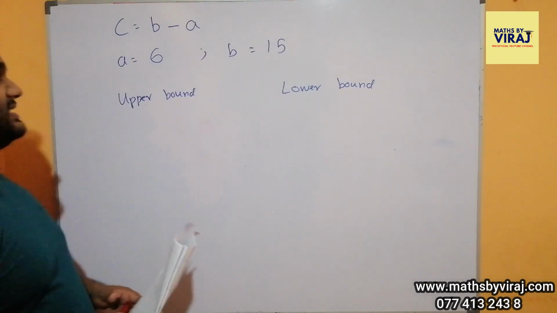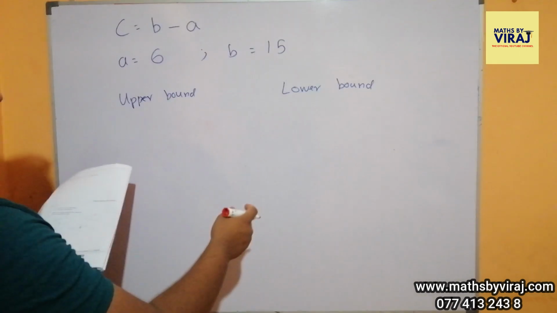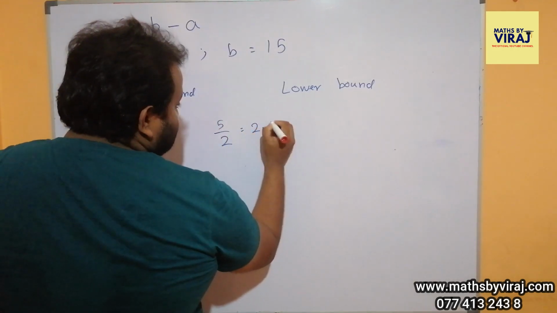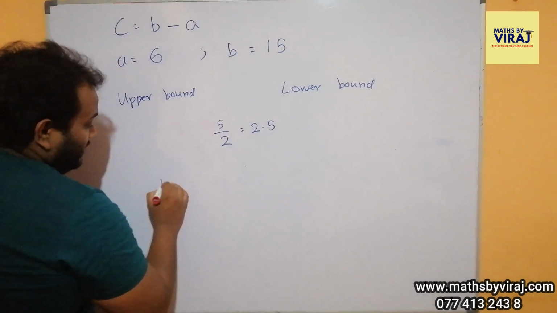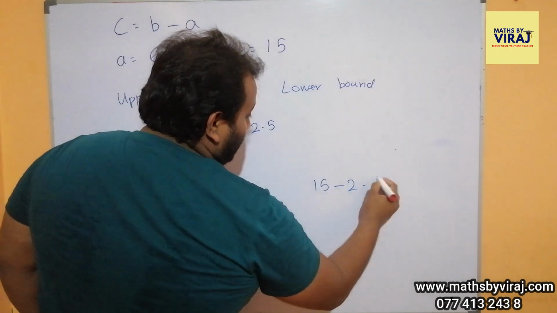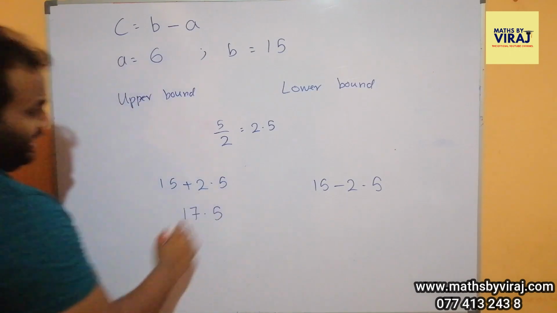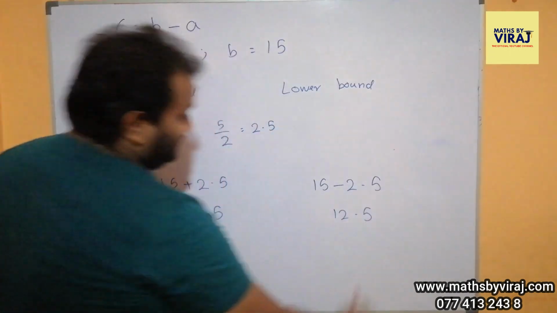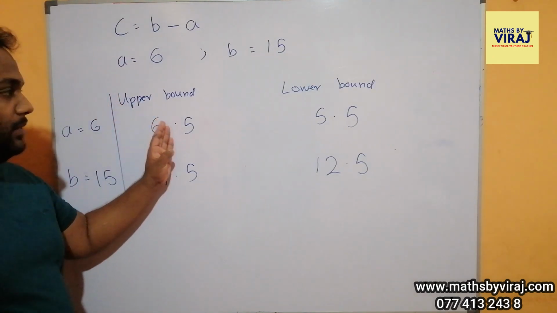Children, if we consider the upper bound and lower bound for B, because now B is for the nearest 5, we divide 5 by 2, which gives us 2.5. Therefore, the upper bound of B will be 15 plus 2.5 and the lower bound 15 minus 2.5, which gives us the upper bound of B as 17.5 and the lower bound of B as 12.5.